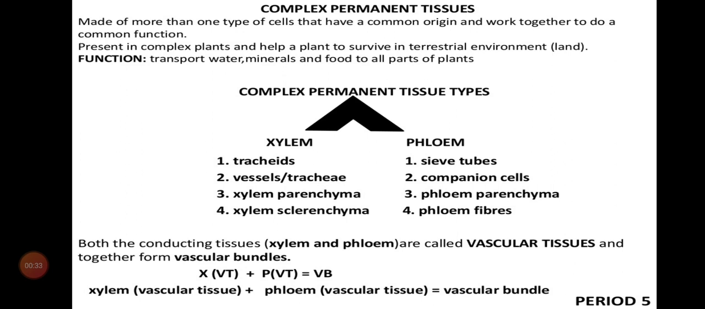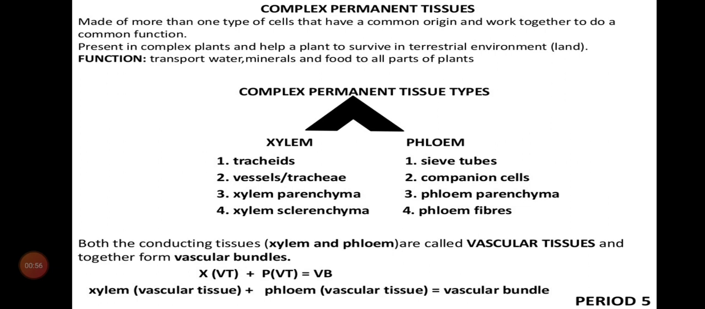So, what is a tissue, children? Tissue means a group of cells together. So, we have learned simple permanent tissue and complex permanent tissue. Now, we finished simple permanent tissues like parenchyma, collenchyma, and sclerenchyma, and we have covered the epidermis also. Now, we'll move on to the complex permanent tissues.